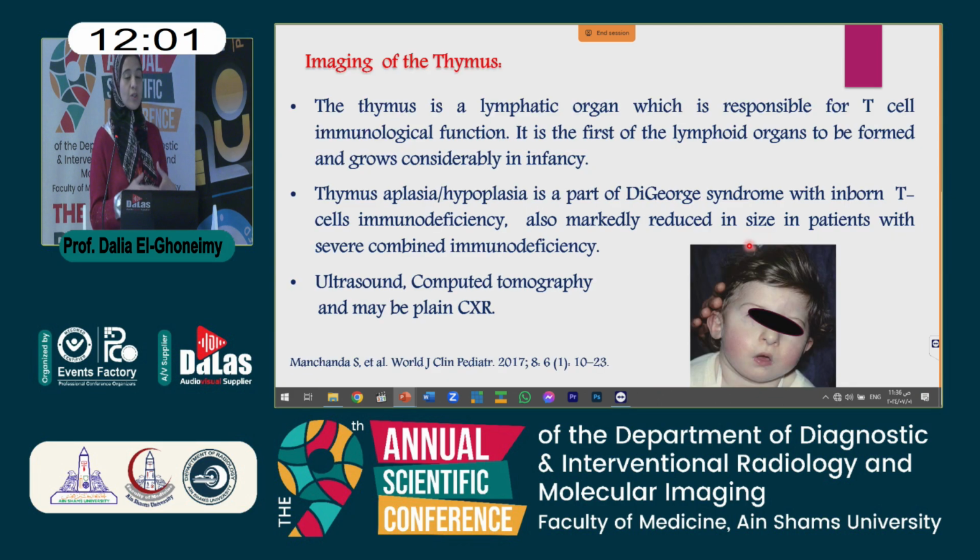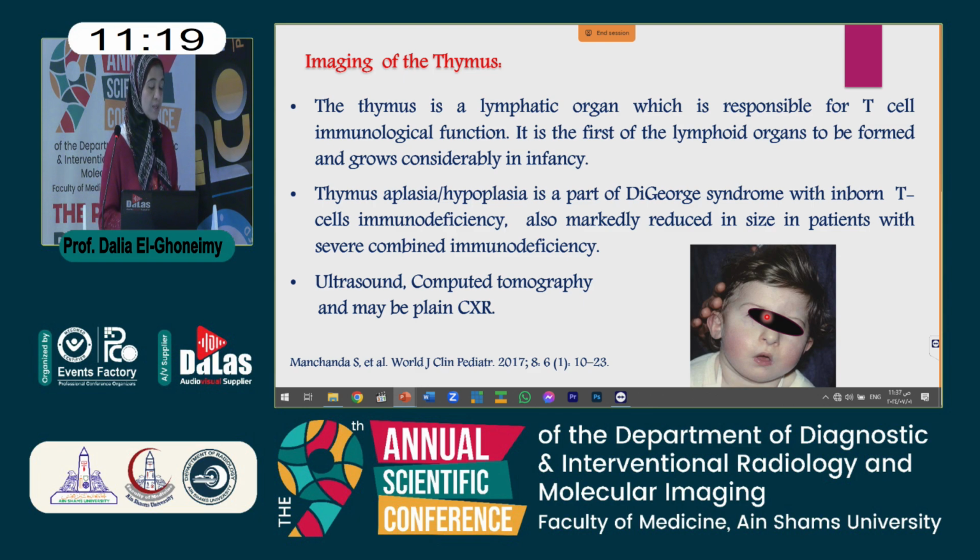So what about imaging of the thymus, which can be detected while we are imaging the chest? The thymus is, as we all know, a lymphatic organ responsible for T-cell immunological function, and it grows considerably in infancy. Thymic aplasia or hypoplasia is part of DiGeorge syndrome, which is a form of inborn T-cell immune deficiency with certain dysmorphic facies, and they also have parathyroid hypoplasia, predisposing the patient to neonatal hypocalcemia. There is also some sort of reduced size of the thymus in patients with severe combined immune deficiency with almost null T-cell function.